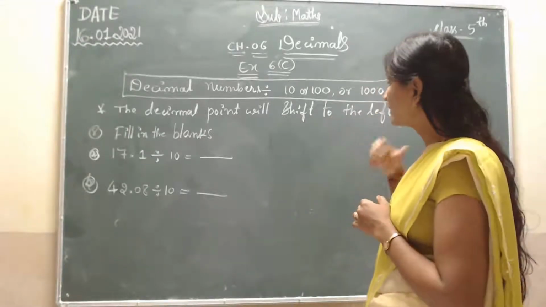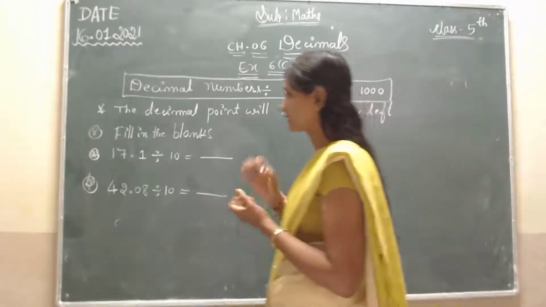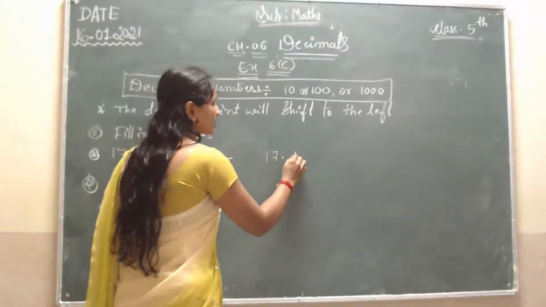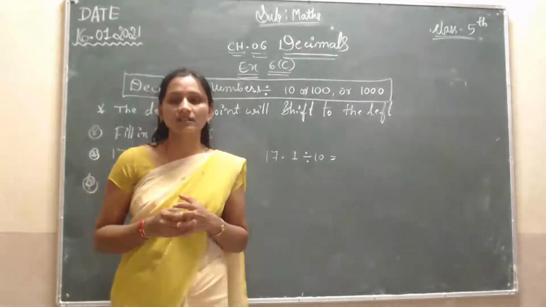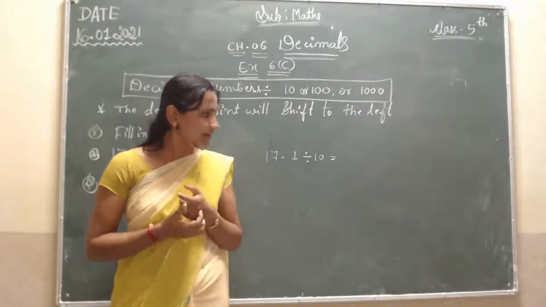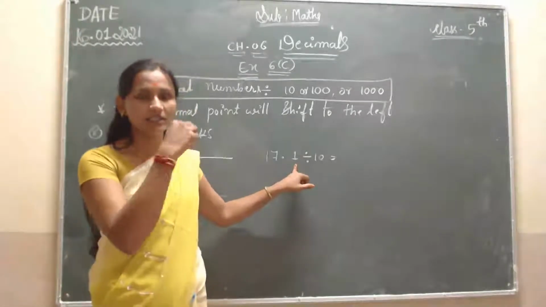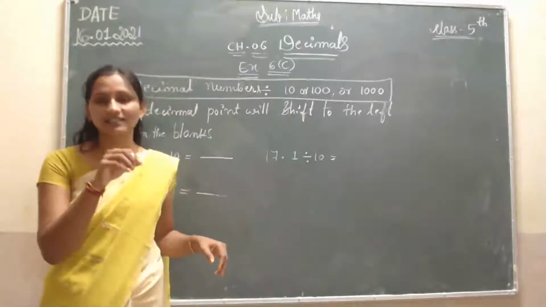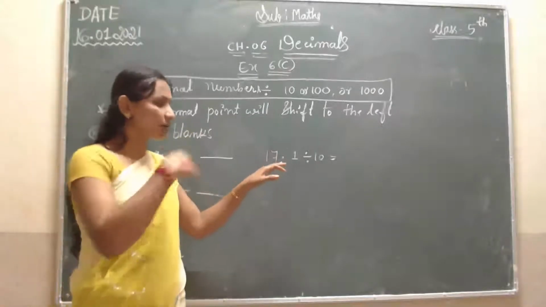So the decimal point will be shifted; this is very important. Shift to the left side. Can you observe this question? This is the question of 17.1 divided by 10. Students, how do you find this? What result will we get? Observe 17.1. The 1 before the point is in the ones place, and the 1 beyond it is in the tens place.